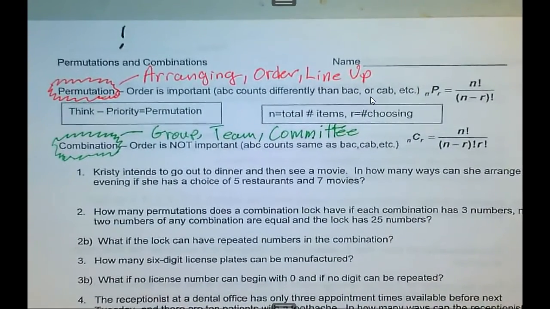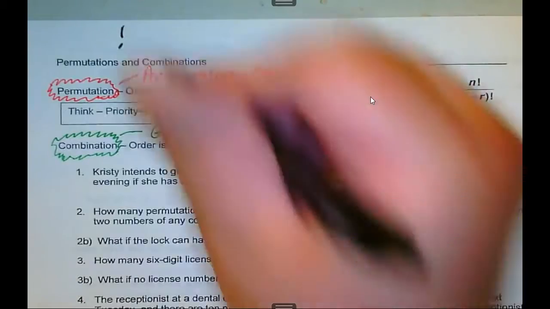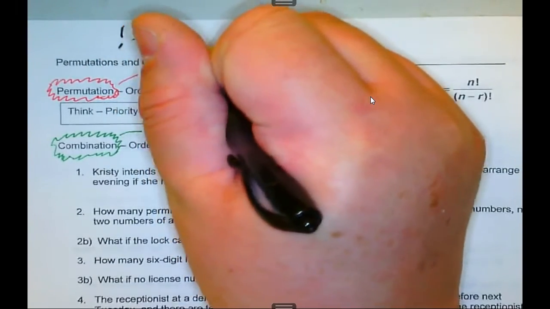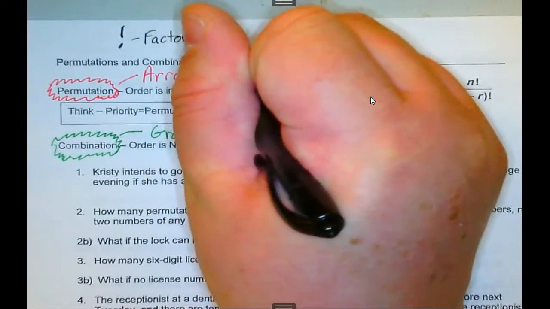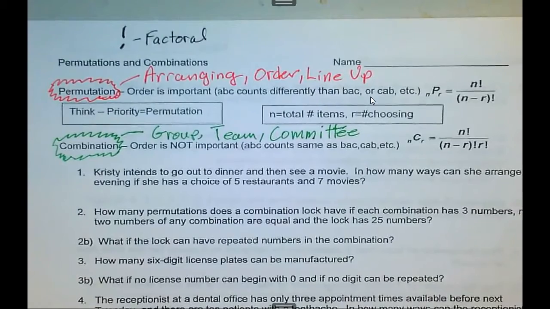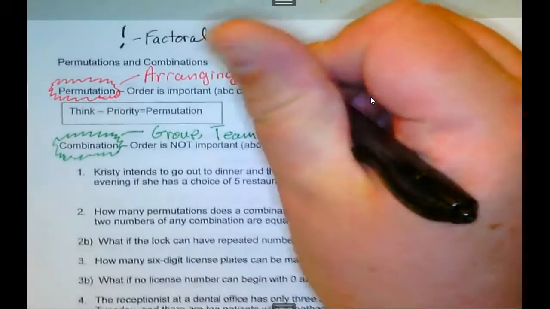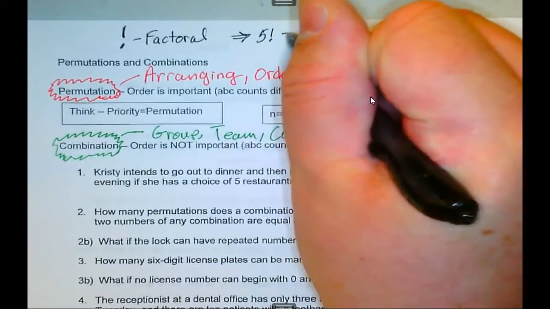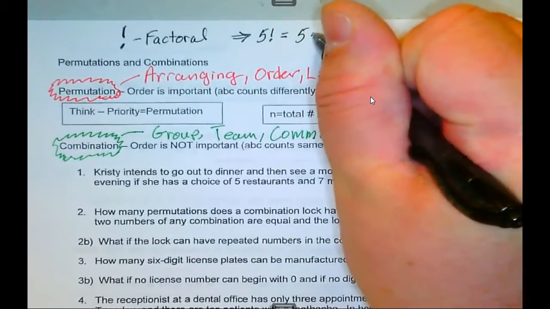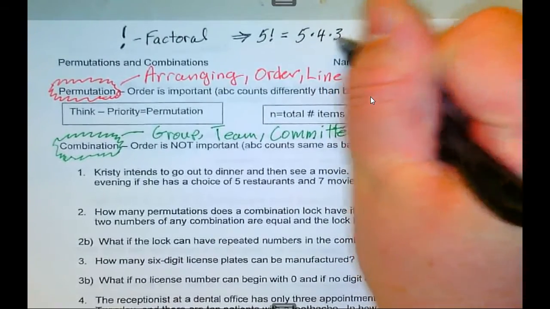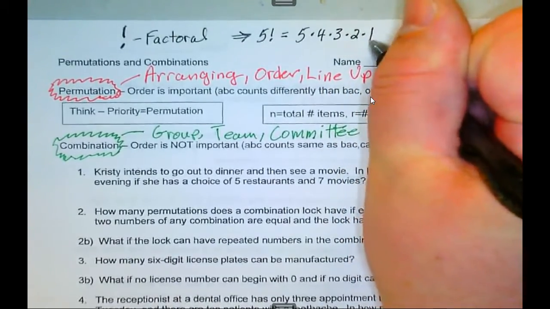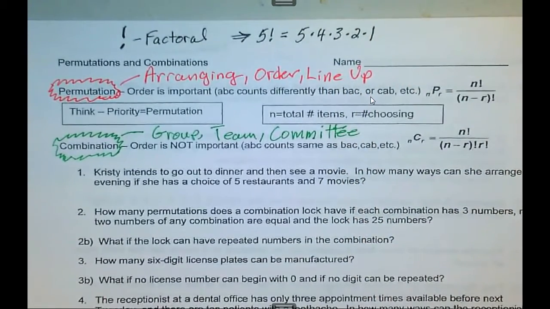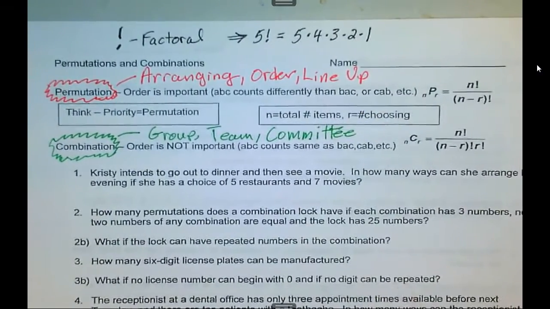That symbol is the factorial symbol. The factorial symbol means if I have something like 5 factorial, that equals 5 times 4 times 3 times 2 times 1. Okay. What else did we talk about?